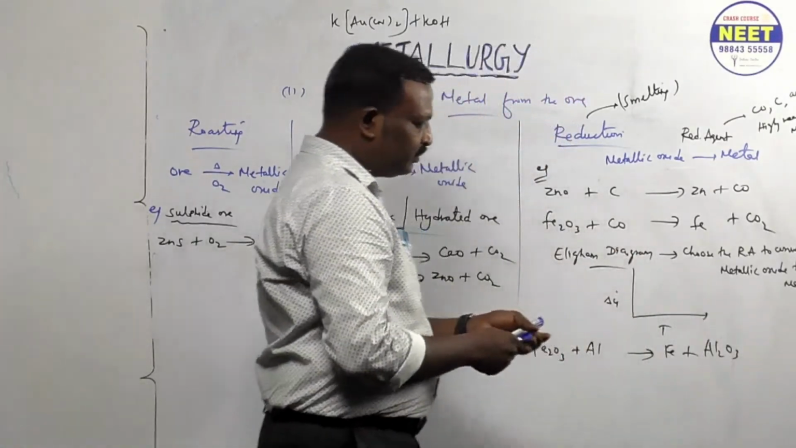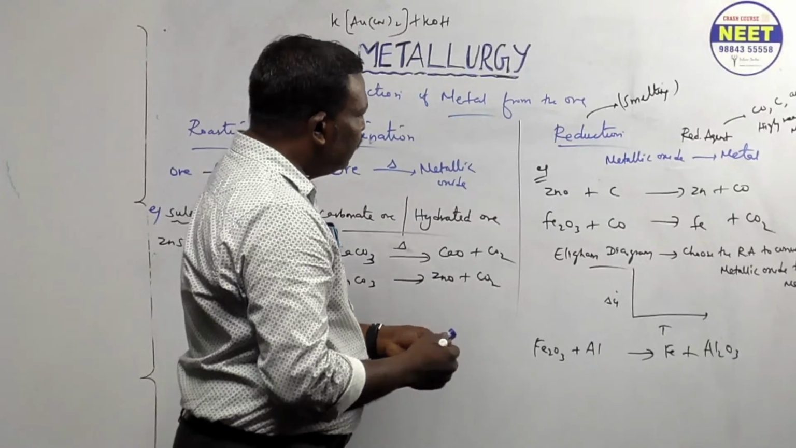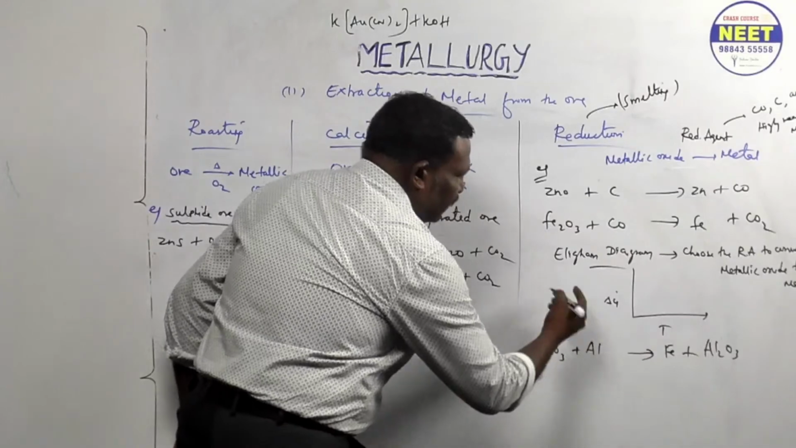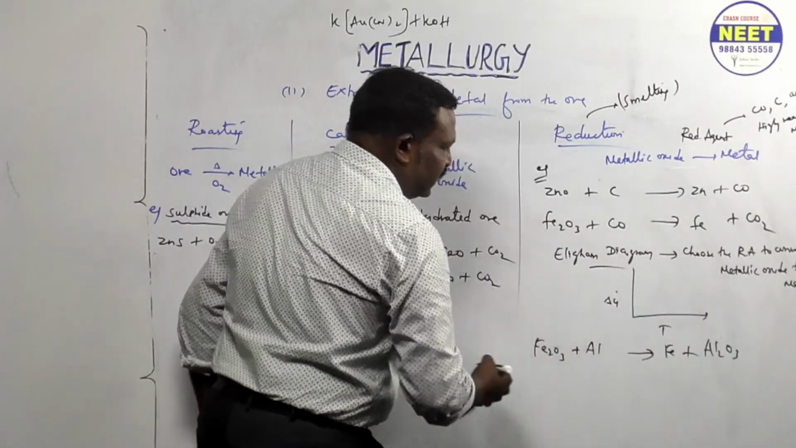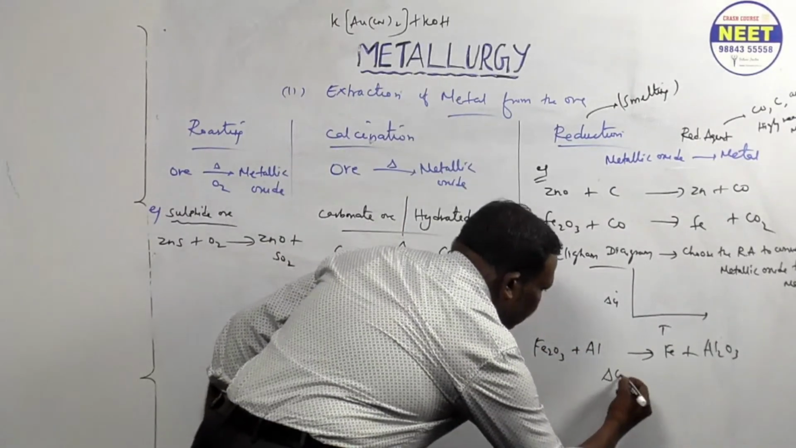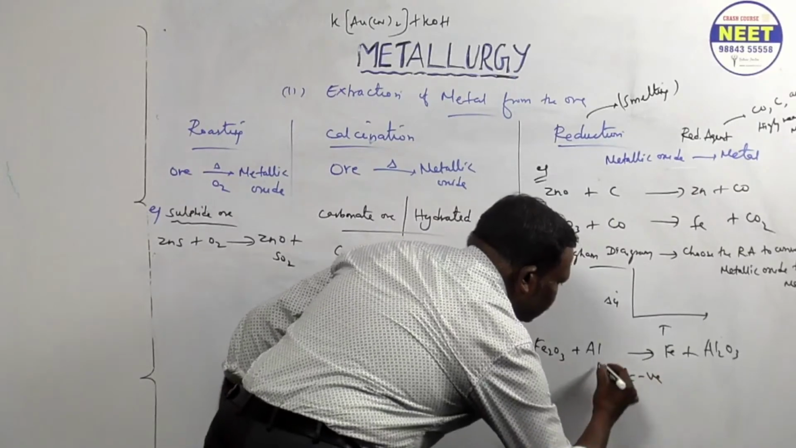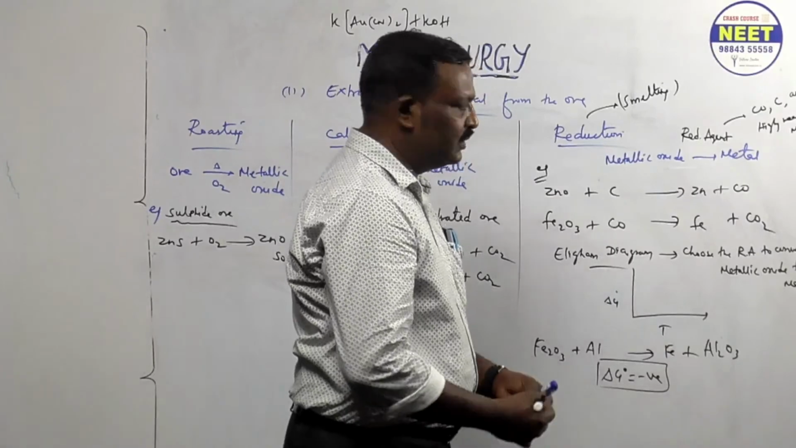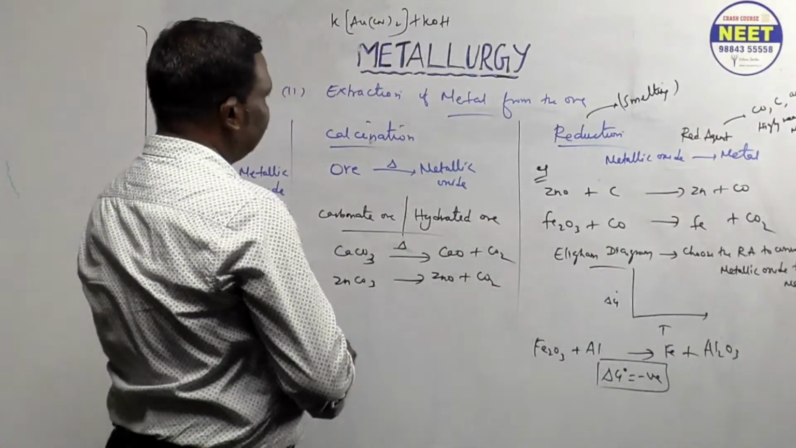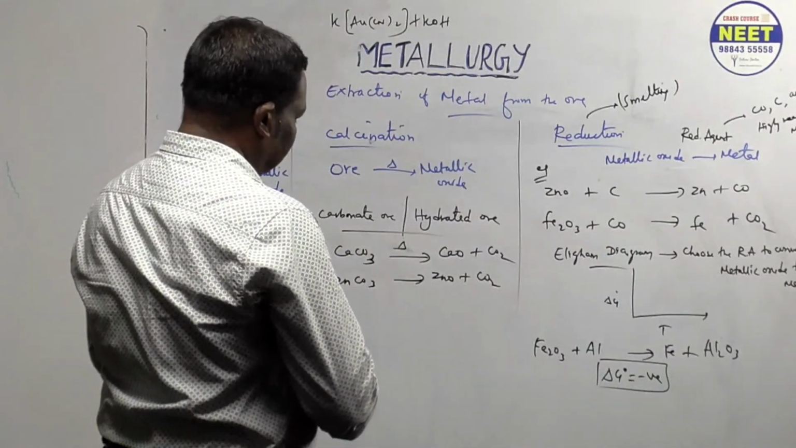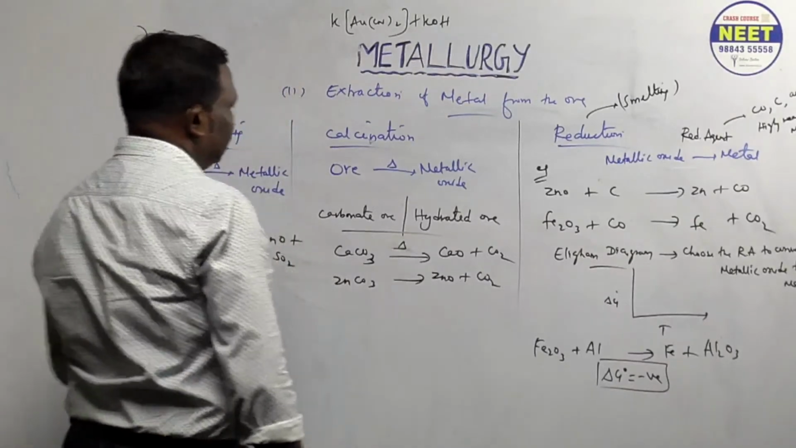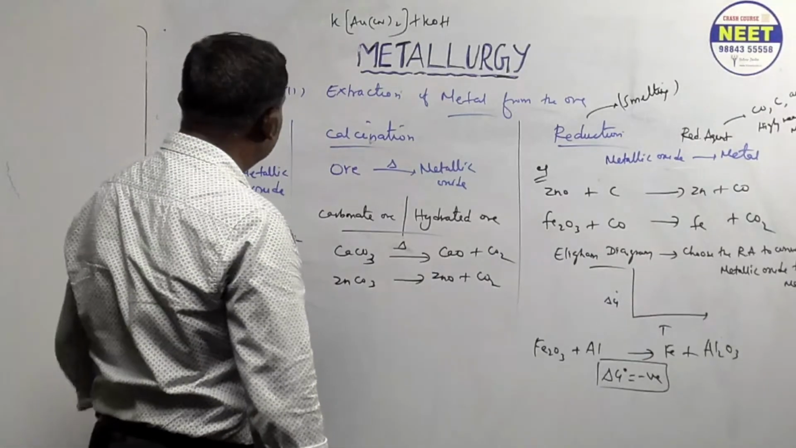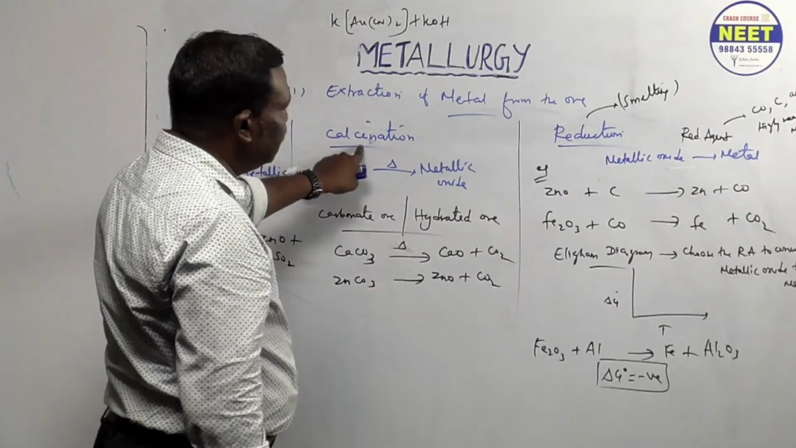Then many conditions are there here also. When you select the reducing agent, the reaction must have a negative delta G value. Then only the reaction goes on spontaneously. You should consider all of these. Then the following: roasting, calcination, reduction.